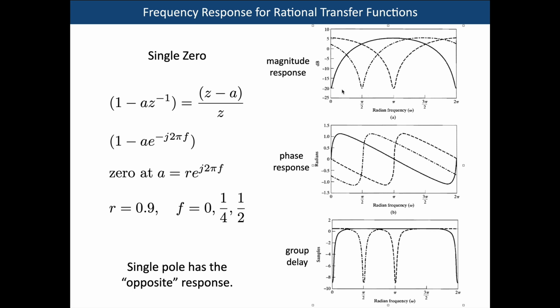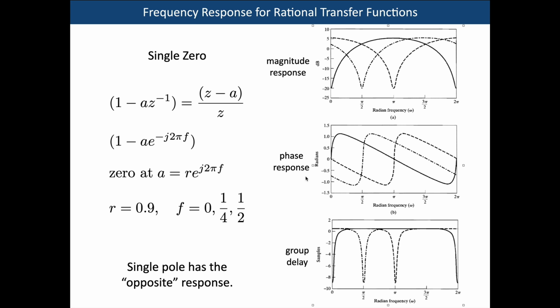But in general, what we expect to see with a zero is some kind of a reduction in the magnitude response at angles that line up with the angle of the zero. So here we have a reduction in the magnitude response at 0 frequency. And then as we move across in frequency, it goes up to 0 dB or even above 0 dB.